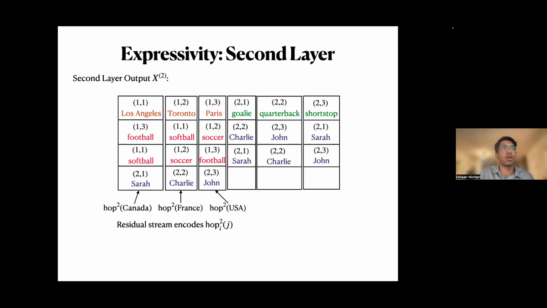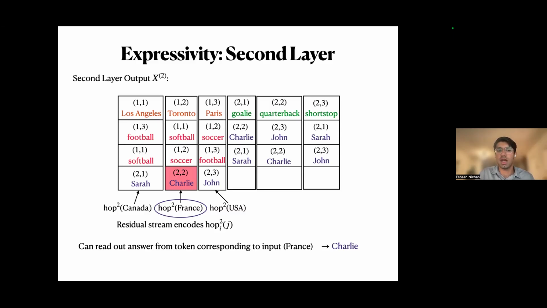And so now, in order to compute the output, one simply needs to read out the answer from the token corresponding to the input index we care about. In this case, it's France. So one simply needs to read out the answer from this specific block of the residual stream, which can be done using the readout layer psi to produce the desired answer, Charlie.